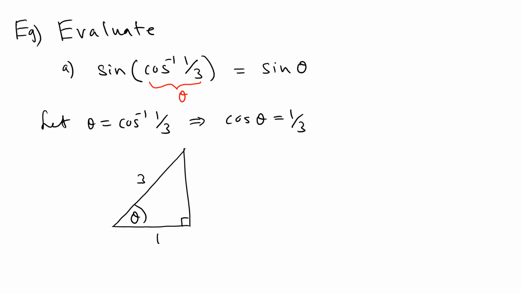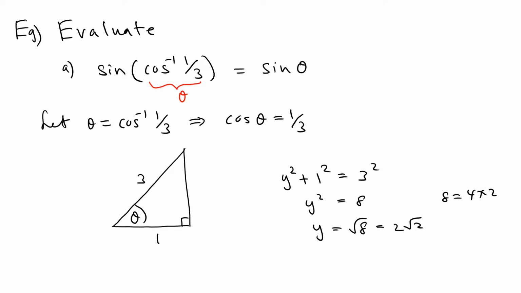Now we can use the Pythagorean identity to find the other value. So y squared plus 1 squared equals 3 squared. That means y squared equals 9 minus 1, so we get 8. Since this is positive, y equals square root 8, which is 4 times 2, that means 2 square root 2. We get the positive value because it's in the first quadrant.